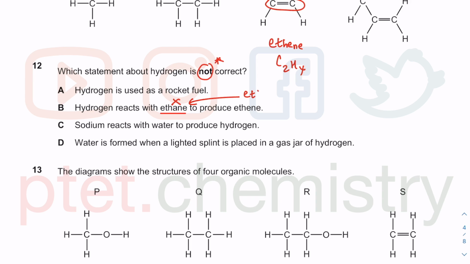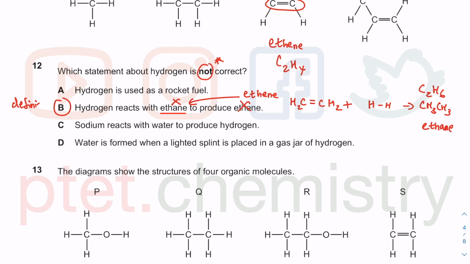Hydrogen reacts with ethene. Ethene has a carbon-carbon double bond. When you add hydrogen, you get C2H6, which is ethane. So it's the other way around: ethene reacts with hydrogen to give you ethane. So B is definitely wrong, which means the answer must be the other option. It's just playing around with words and being careful with the technical terms.